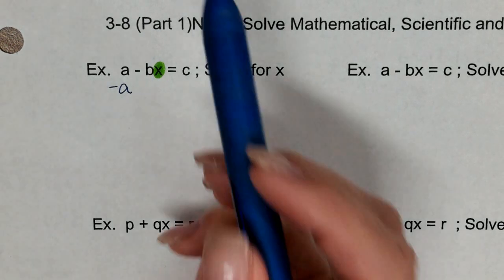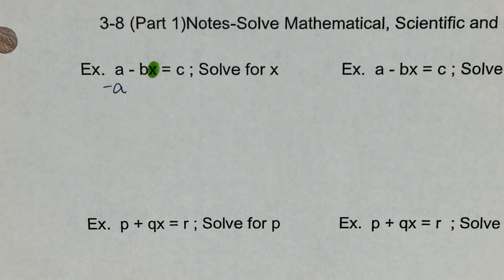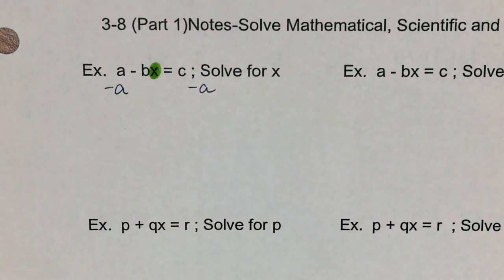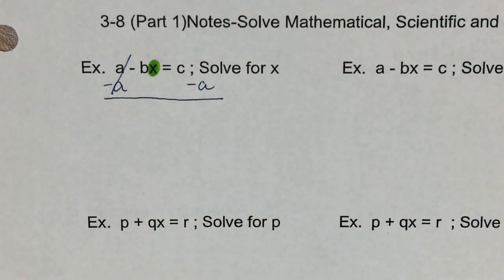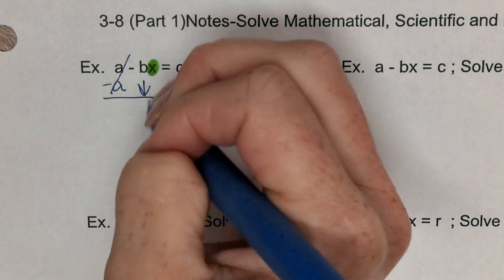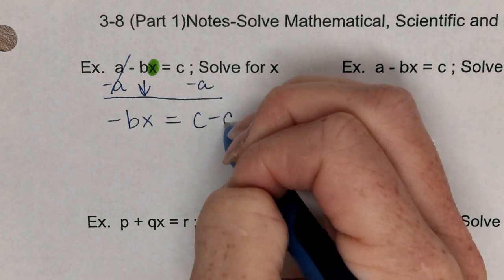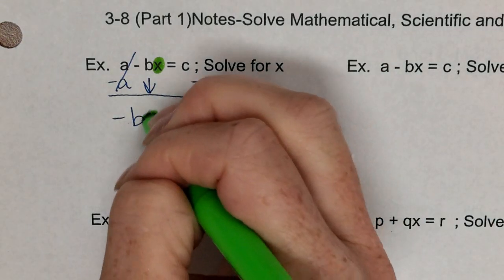Now look at the right side. Are there any terms for me to combine it with? No. So I'm simply going to just put it over there as minus A. Notice I'm going to put it out to the side because I can't combine it with C. Now I simplify. That's gone. Are y'all okay? I'm going to bring down the negative BX equals, and I'm going to write C minus A. Are y'all good so far? What am I trying to get by itself? The X.